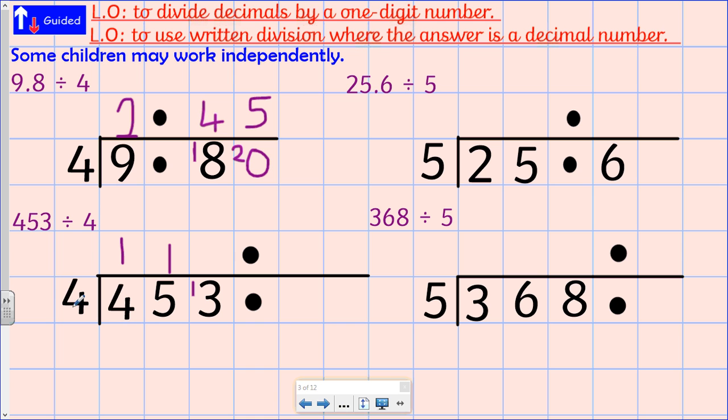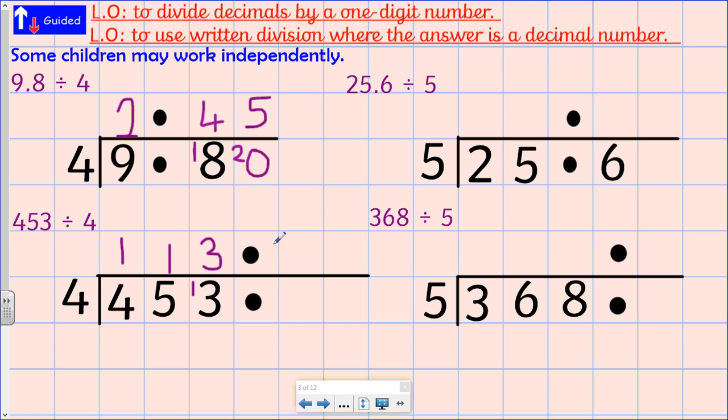So then we get to how many lots of 4 are there in 13? 4 times 3 is our closest one. 4 times 3 is 12. We had 13. That gives me a remainder of 1.